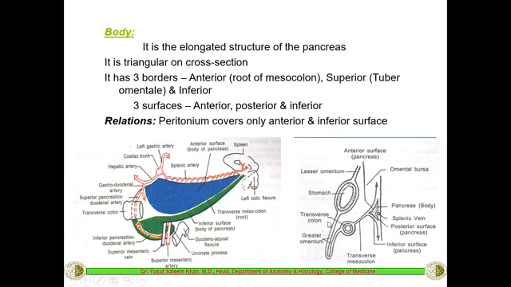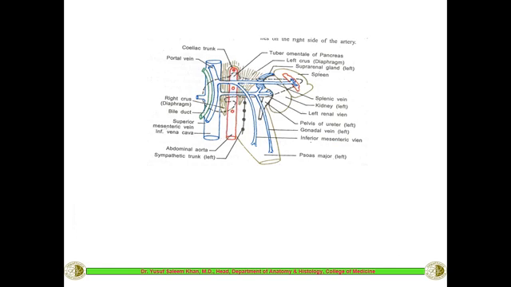Then the inferior surface is in relation with the coils of the intestine, especially the small intestine, and even partly the transverse colon. And as I said, the posterior surface will be directly in contact with, it will be totally adherent to, the posterior abdominal wall. So these are some of the relations of the body of the pancreas.